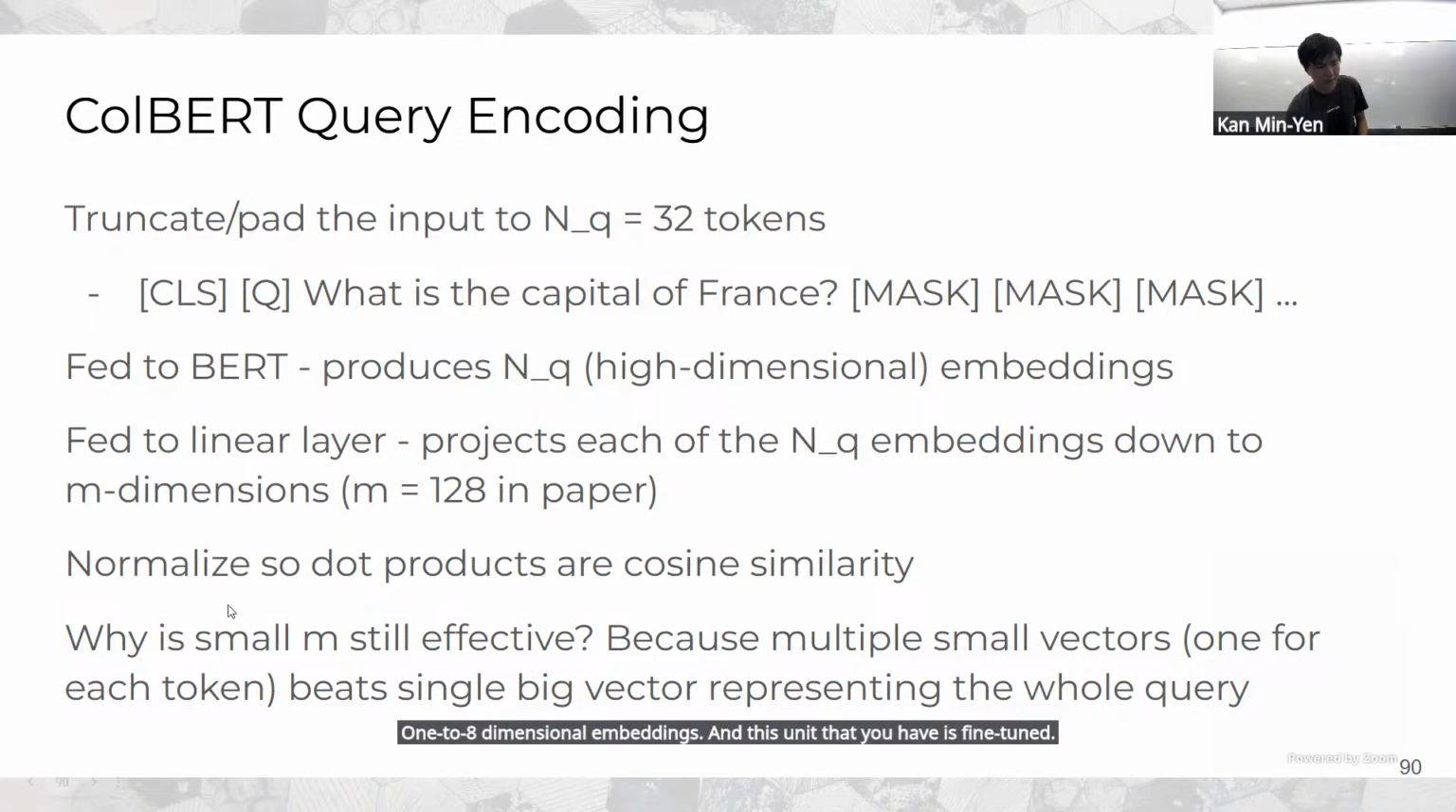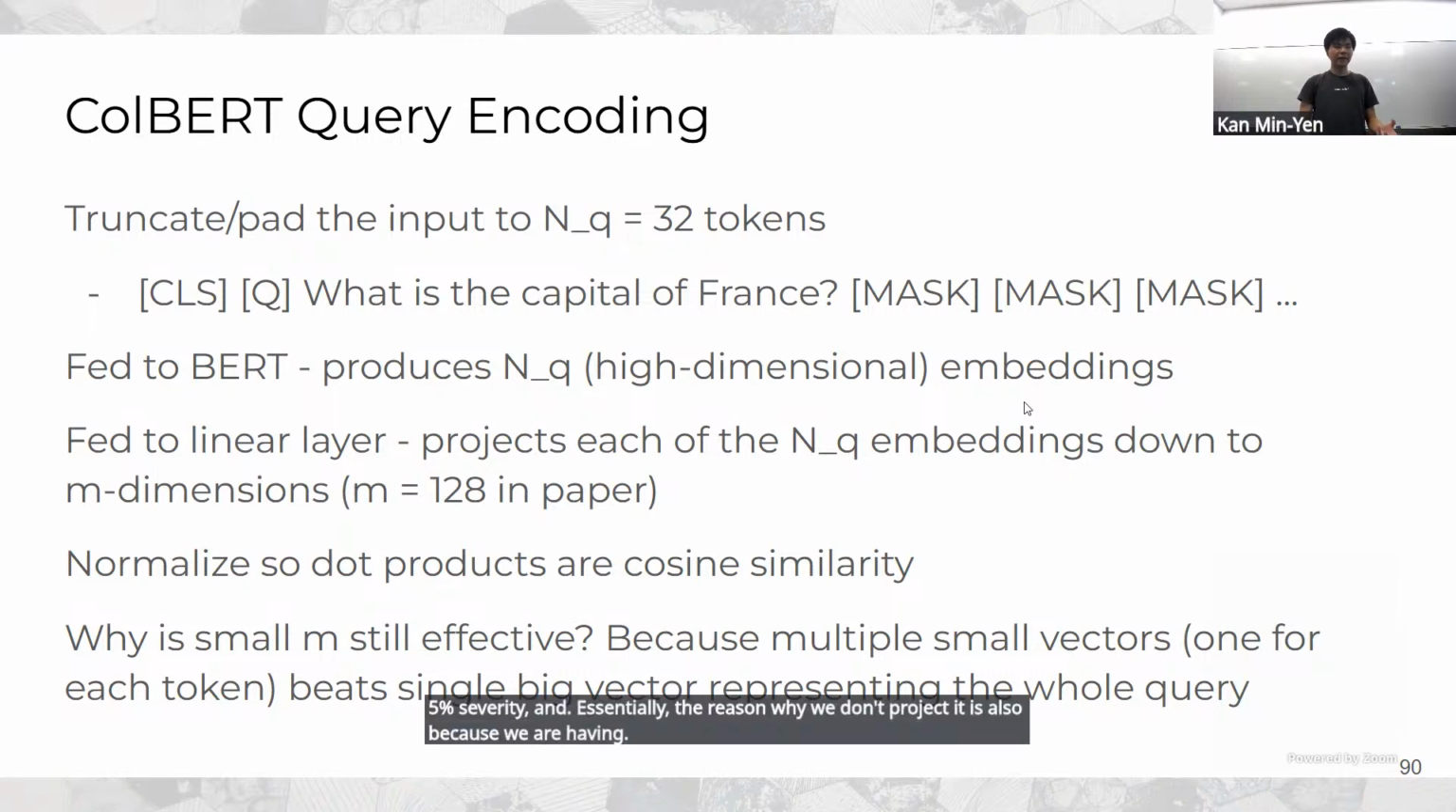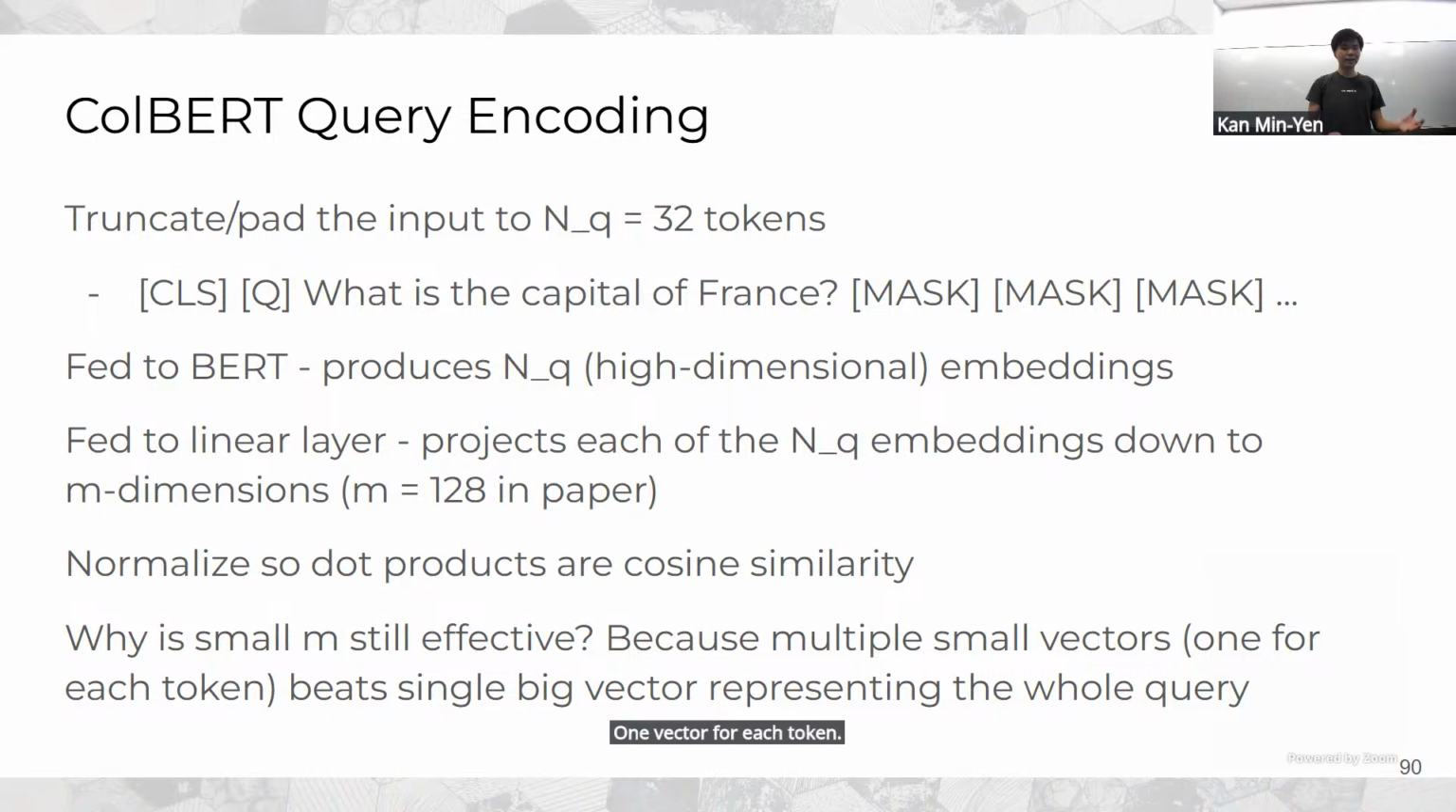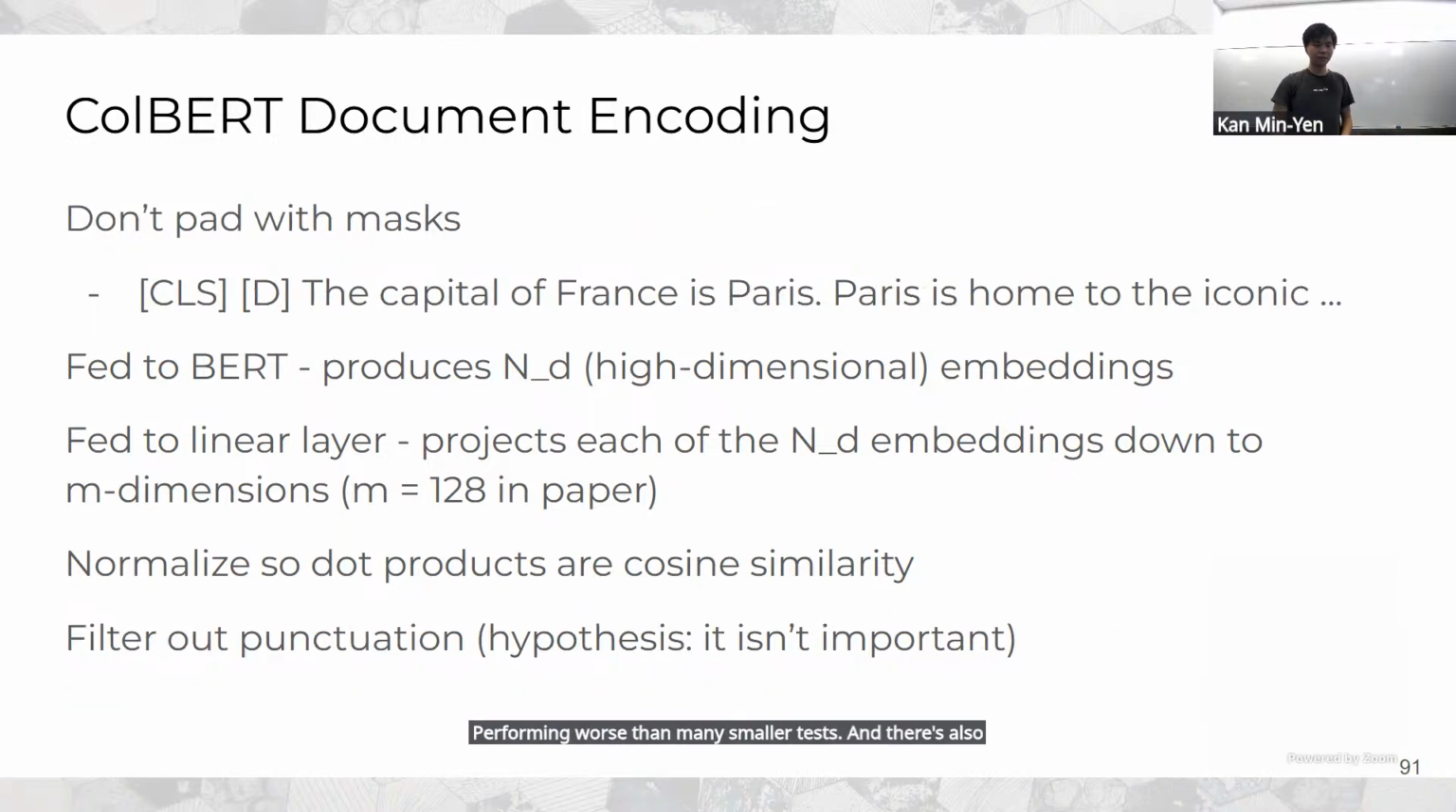They normalize it so that we can just use dot products to find cosine similarity. And essentially the reason why we can down-project it is also because we are having one vector for each token. We're not summarizing the entire document with one big vector. So essentially they are saying that one big vector performs worse than many small vectors. And there are also some ablation studies to show this later.